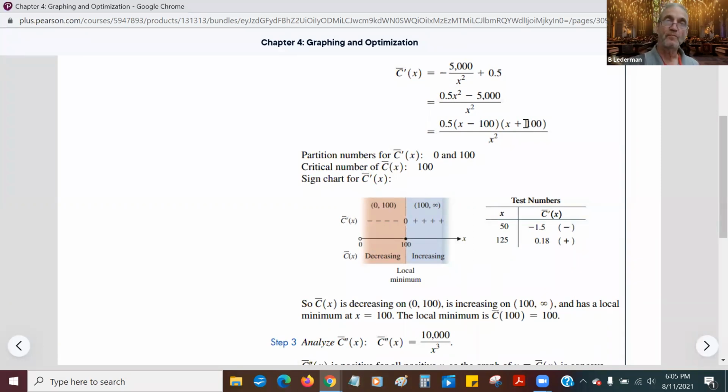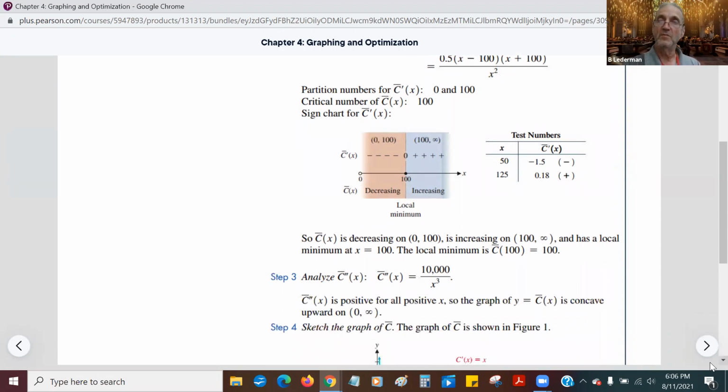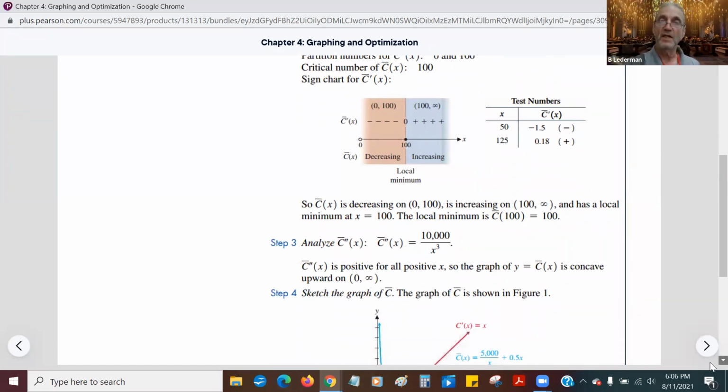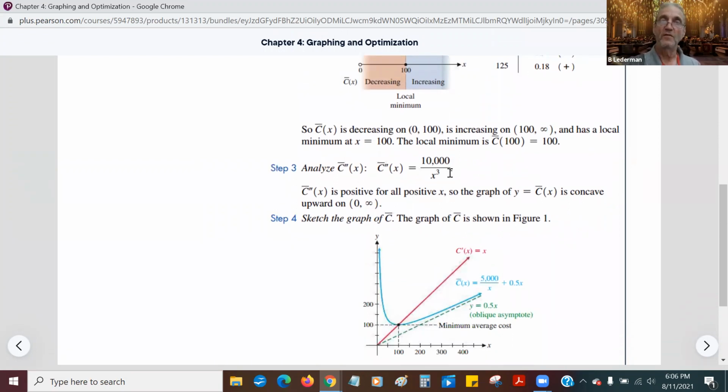And the critical number is going to be 100. So at 100, we have C prime is 0. It's negative before that and it's positive after that, which means this is a min, because it's decreasing, then it comes up to be increasing. And that's our min at C100. And C100, by the way, if you plug it in, you get 100 into C bar, not C, but C bar, which is C over x. Anyway, the second derivative is going to be 10,000 over x cubed, which is going to be positive. Again, there's no negative numbers here, so we only have positive numbers, and that's always going to be positive.